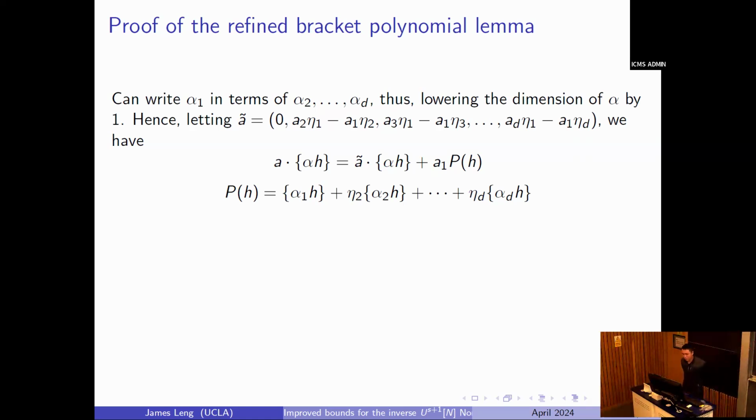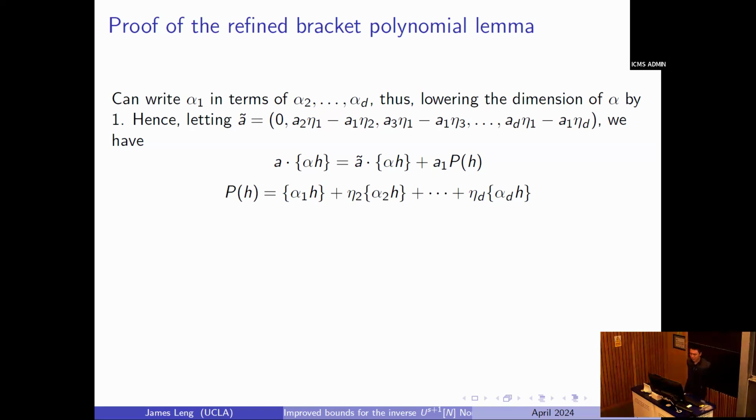Right. So the point is that because we use this information to write alpha 1 in terms of alpha 2 to alpha d, the alpha 1 coefficient no longer appears, and we could lower the dimension of the overall configuration by 1. But unfortunately, brackets aren't quite that nice, and you do get this remainder term.